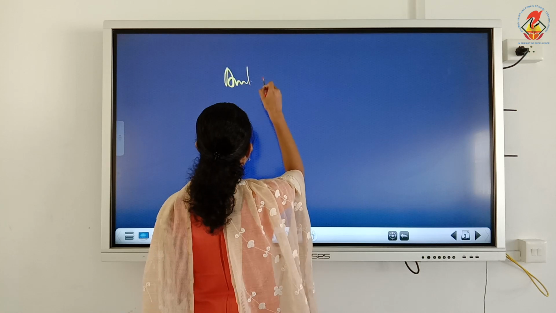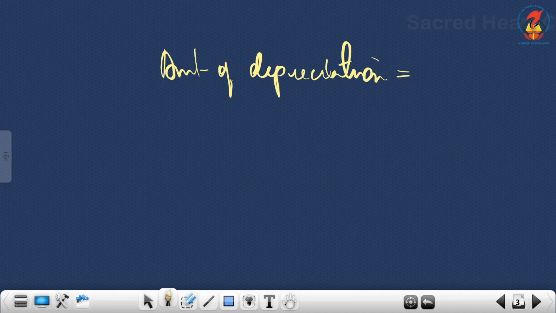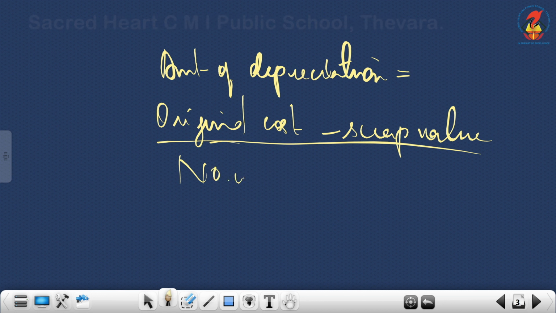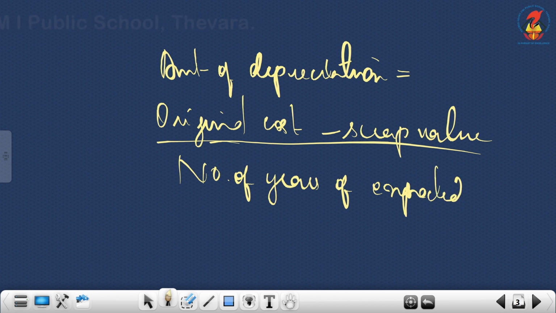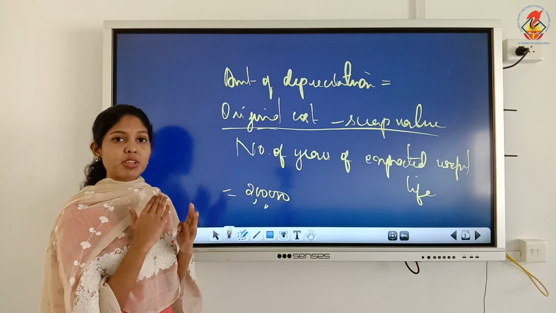So here amount of depreciation will be equal to, so there you leave half of the page and write this calculation. The formula you write: original cost minus scrap value, everywhere you repeat the formula, divided by number of years of expected useful life. Now we will substitute original cost. What is the original cost here? 2 lakhs.